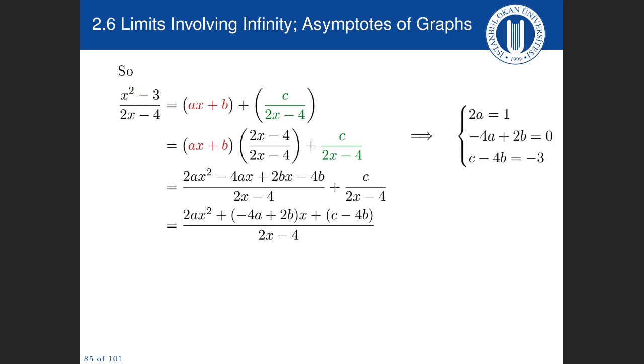On the right, I have minus 4a plus 2bx, and on the left, I have 0x. They must be the same. Minus 4a plus 2b must be 0. And on the right, I have c minus 4b, and on the left, I have minus 3. Again, these must be the same.